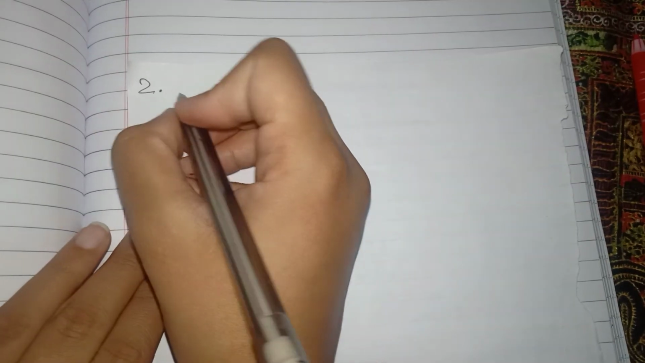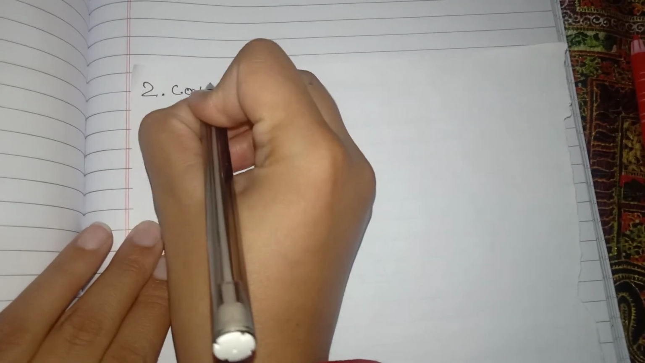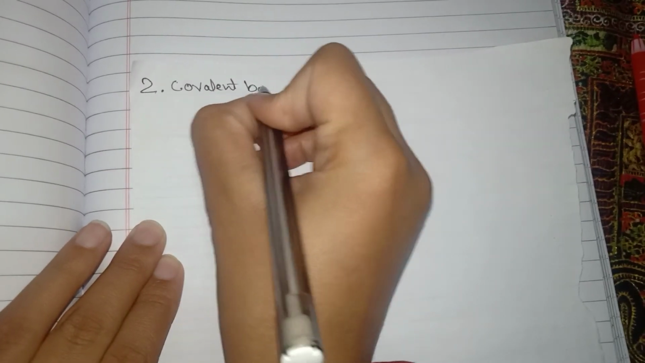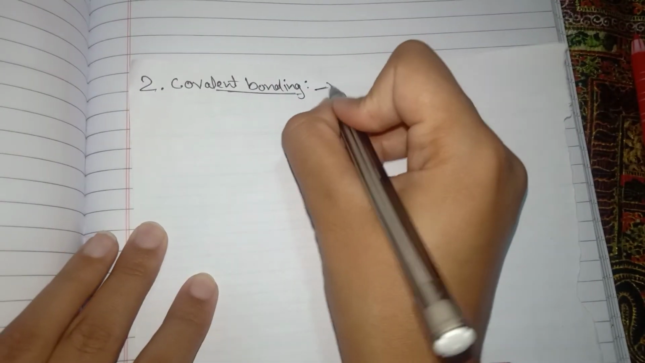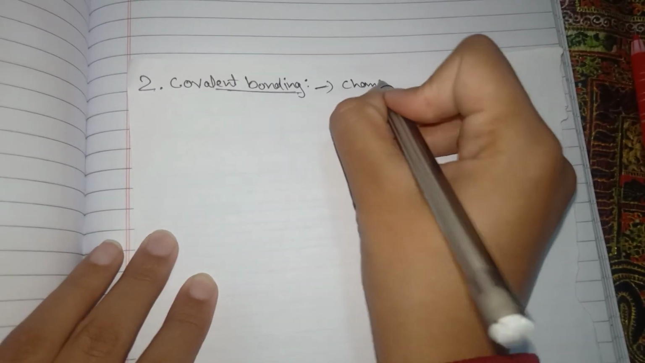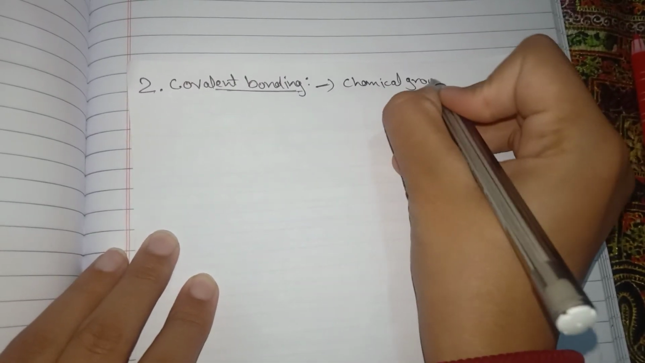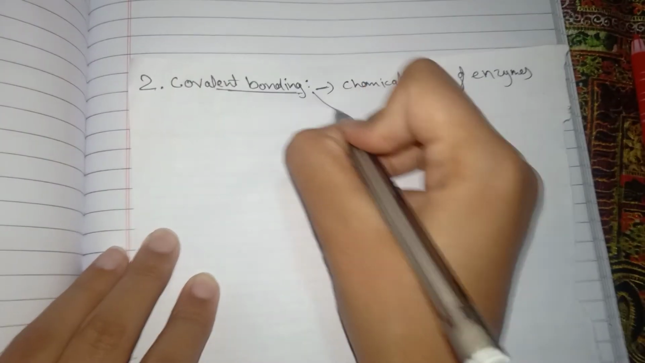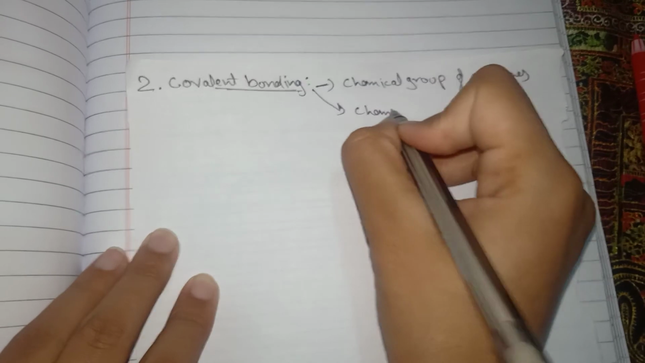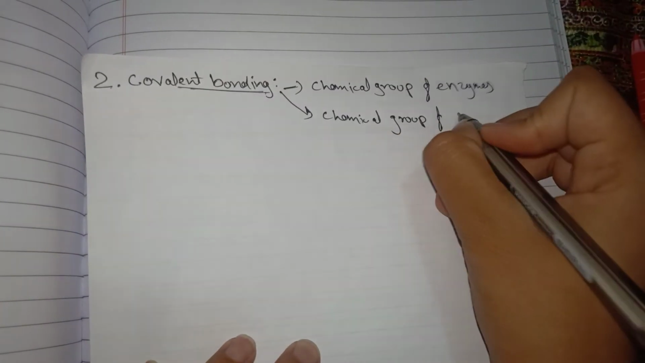Now the second method is covalent bonding. There is a bonding between chemical group of enzymes and chemical group of carrier.